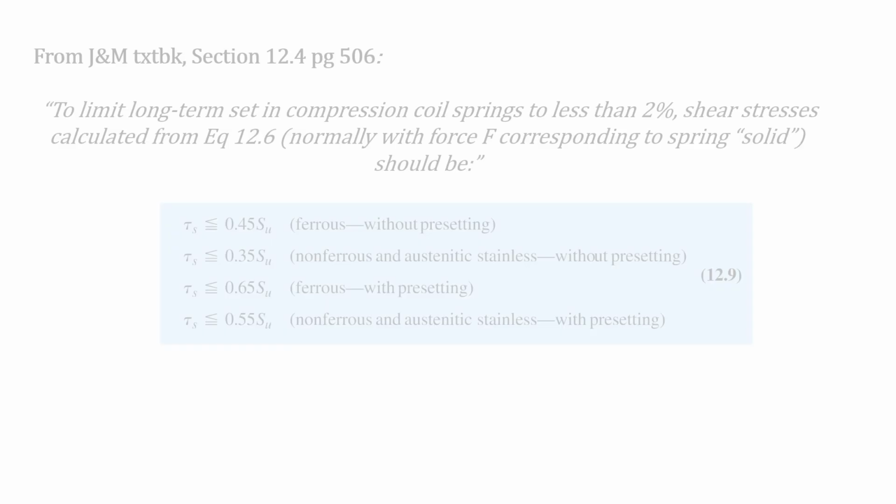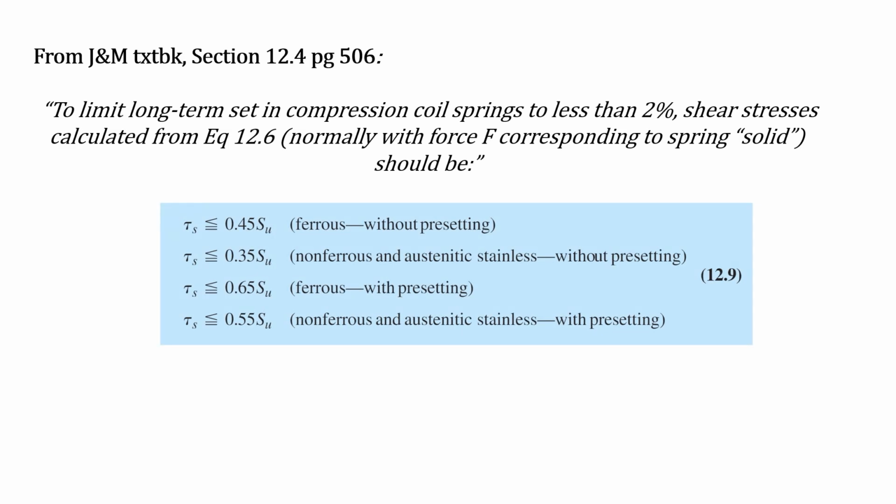So the question here is asking us, if we apply the force so that the spring is in the solid state, so when all the coils are touching, we need to know whether it's going to return to its original length. One of those factors that helps us determine this is tau s, or the shear stress of the spring in that solid state. That tau s value needs to be less than a factor of the ultimate tensile strength, so that there are no stresses in the material that are going to cause permanent damage in our spring.